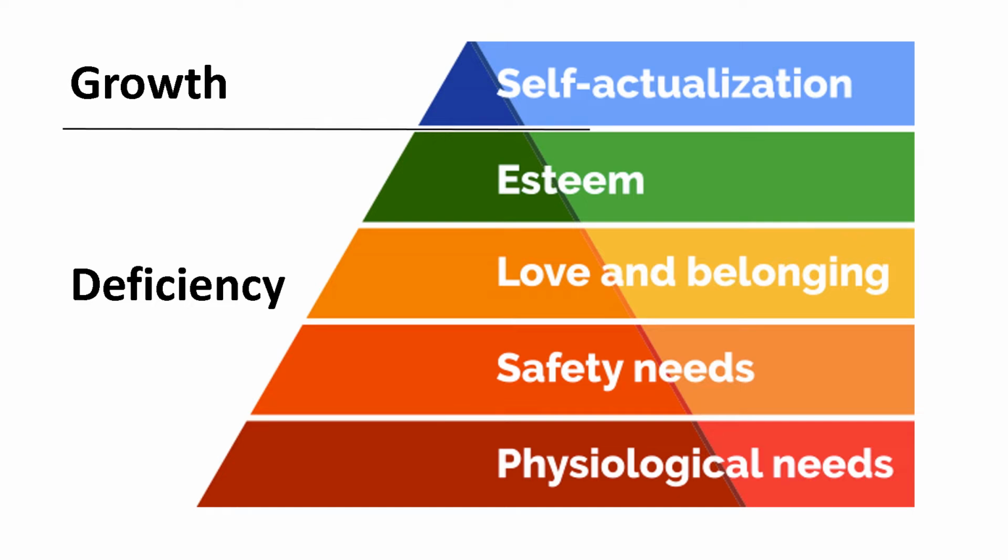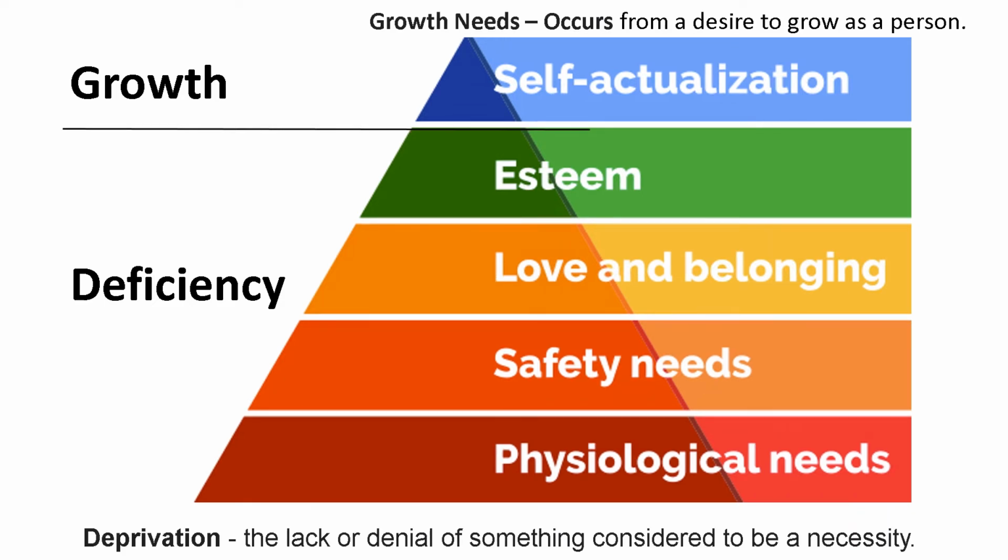So Maslow believed that this hierarchy of needs is categorized into two, the growth needs and the deficiency needs. Deficiency needs are composed of 4 levels: the physiological, safety, love and belongingness, and esteem needs. The physiological needs are the lowest and the esteem is the highest in the deficiency needs. So what is deficiency? Deficiency is also synonymous with deprivation. Deprivation means the lack or denial of something considered to be a necessity. Deprivation of one of these needs can cause a consequence to the person.